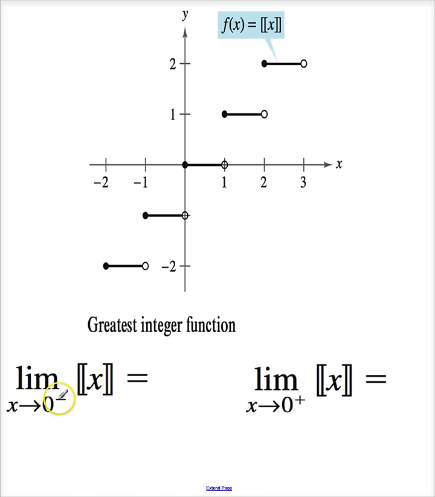So from the left, as x gets closer and closer to 0, the limit as x approaches 0 from the left of the greatest integer function is -1. While the limit as x approaches 0 from the right is 0. So the greatest integer function is discontinuous at 0, and it's also discontinuous at every integer.